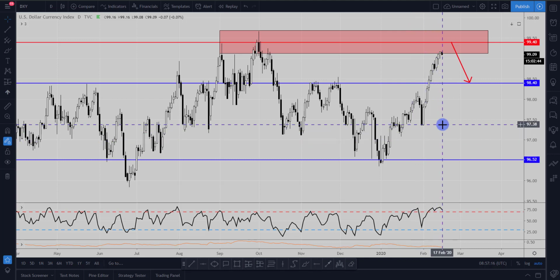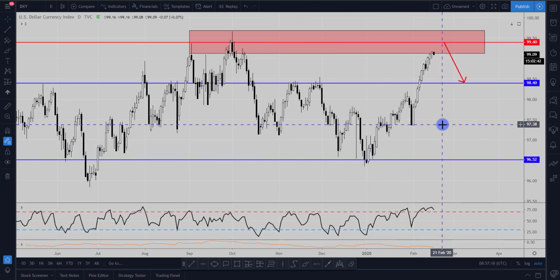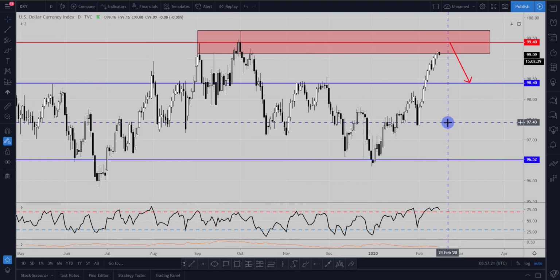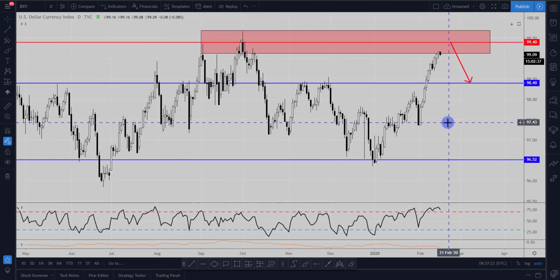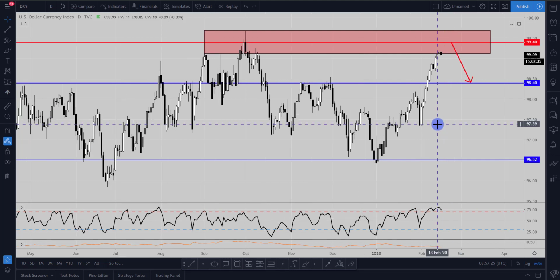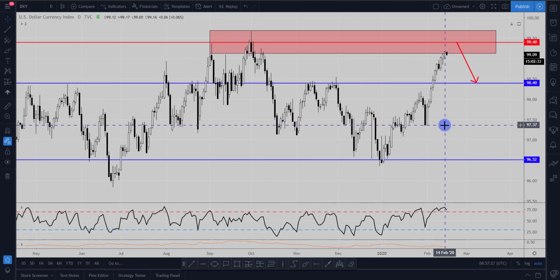In this video, we're going to take a look at the top currency pairs of the week, and we're going to focus mainly on these major currency pairs in particular this week. And starting with the US dollar index.